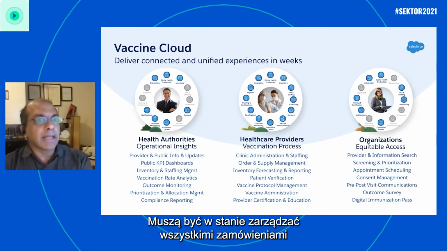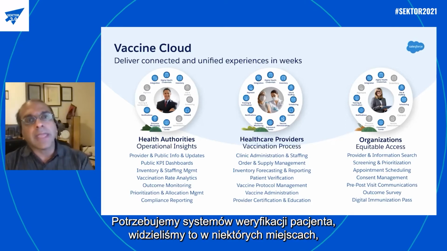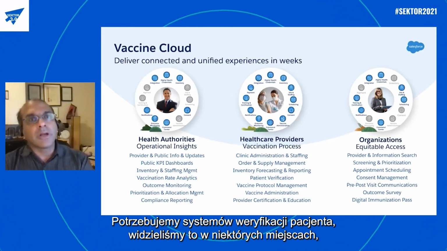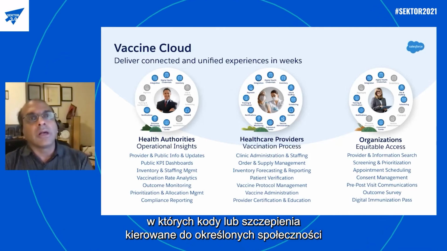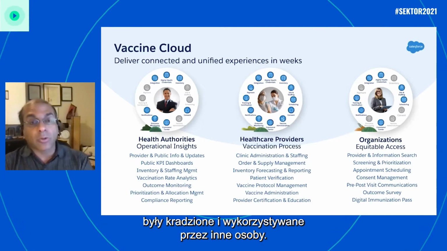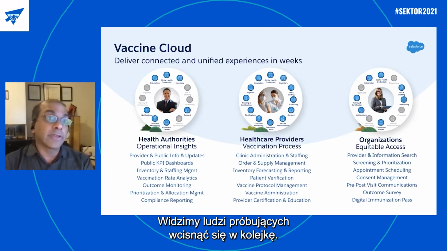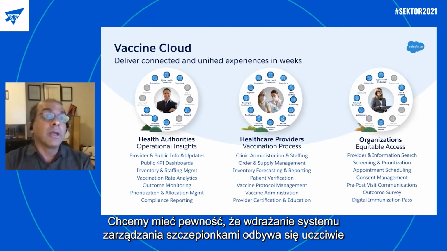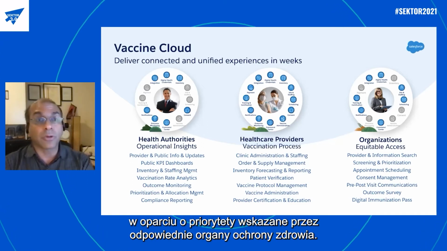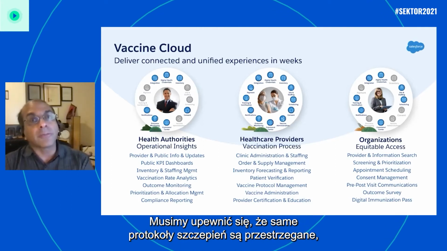They need to be able to manage all their orders and supplies and manage their inventory. We need to have patient verification. And so we've seen this in some places where codes or mechanisms to target certain communities were being hijacked or used by other individuals, right? So you see people trying to jump the line, for example. And so you want to make sure that your vaccine management rollout happens with integrity based on the priorities that the health authorities indicate. We need to make sure that the vaccine protocols themselves are being followed.